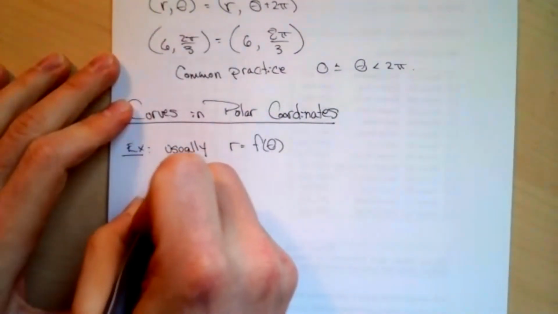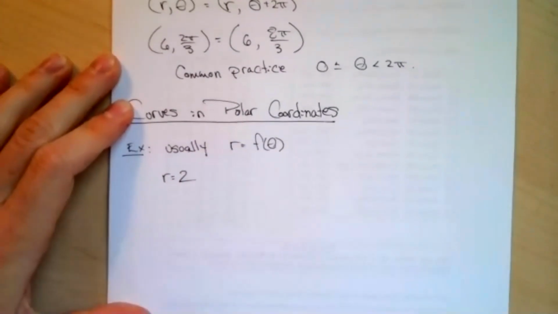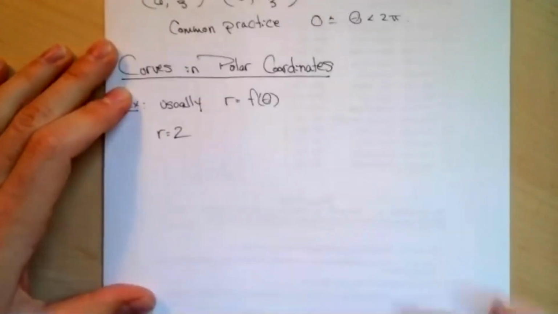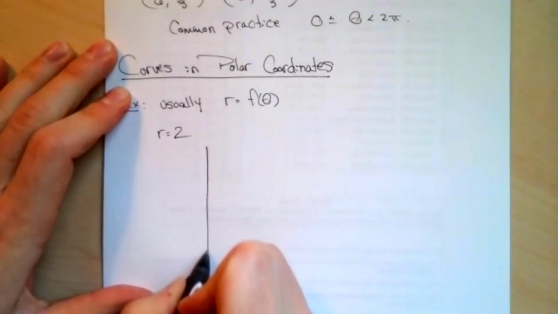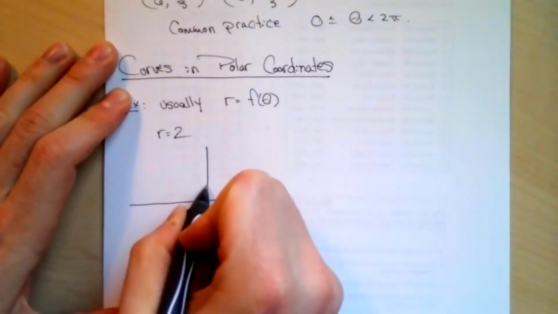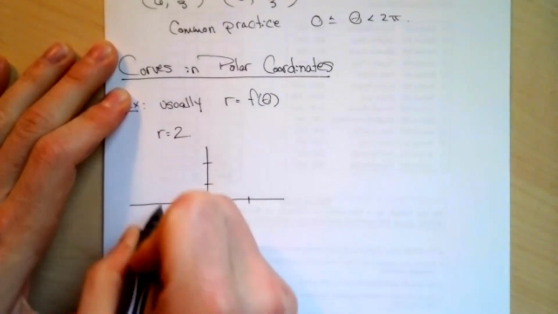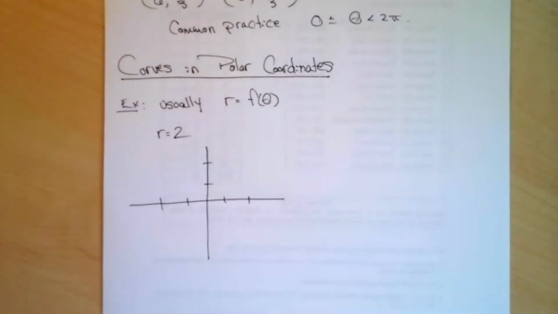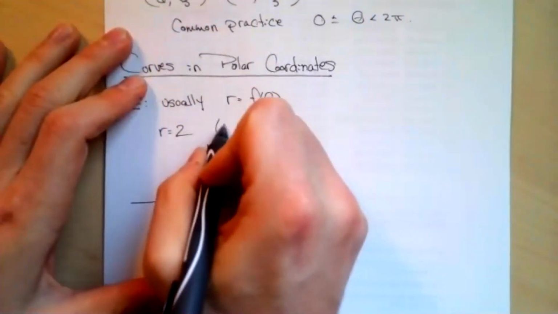So if we have things like r is equal to 2, what is this saying? This is saying I am looking for all the points on the plane whose radius, whose distance from the origin is 2.